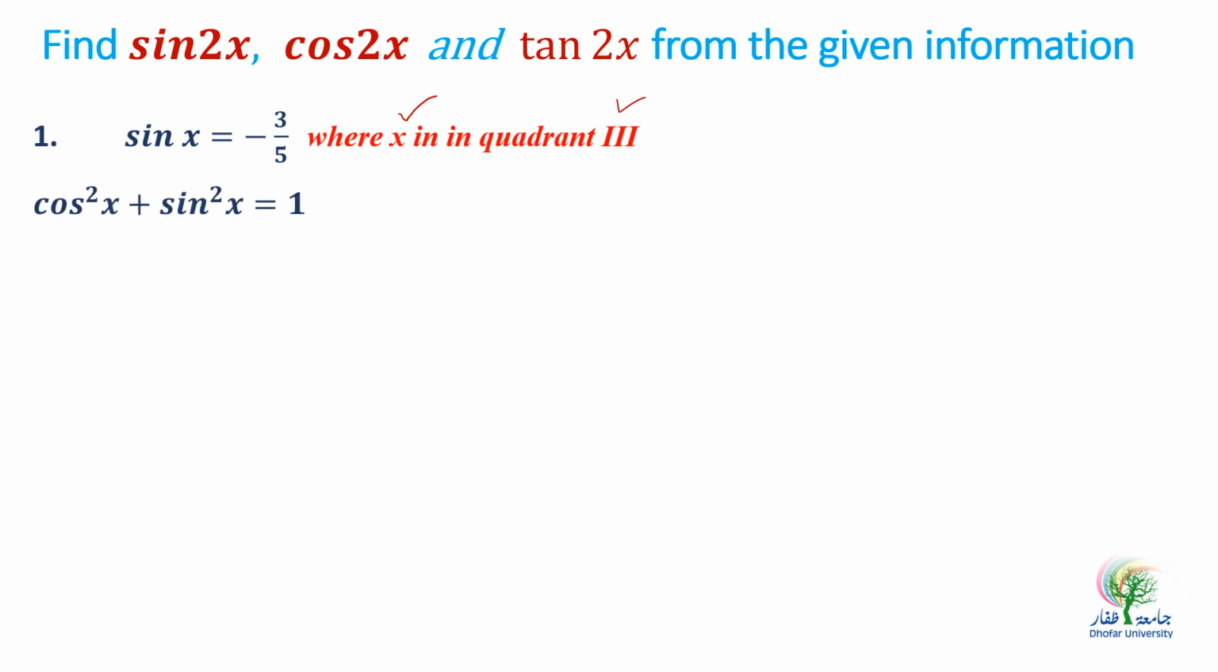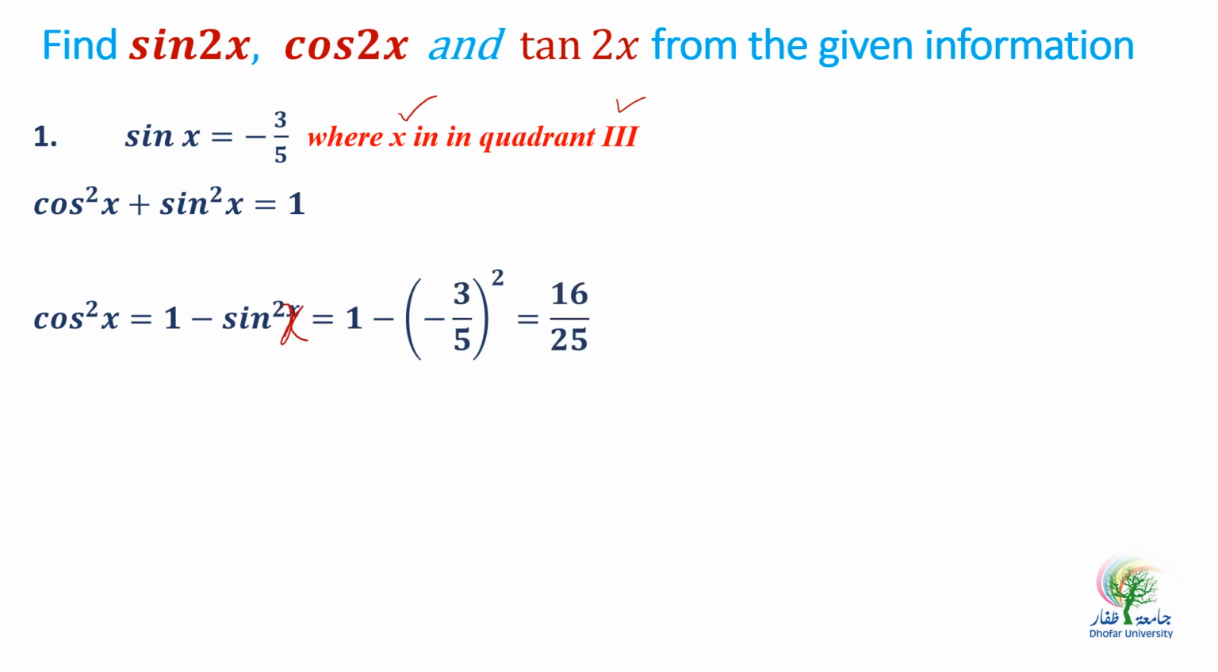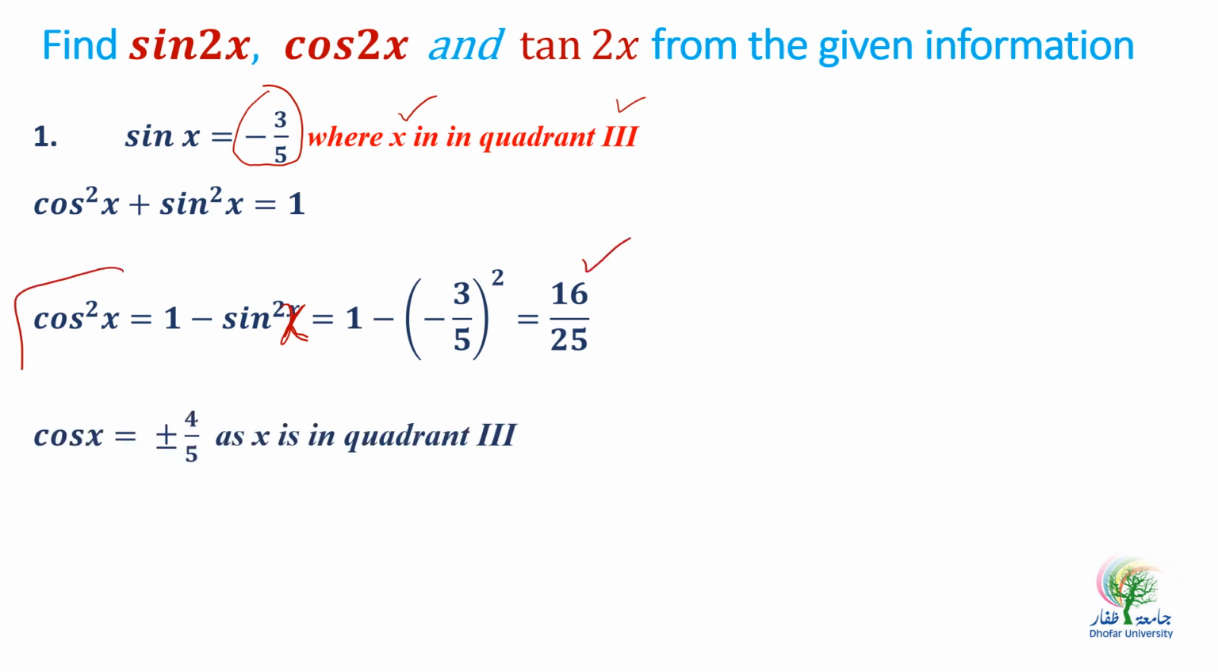So cosine we can find using this formula. Cosine square x plus sine square x is 1. So cosine square x will come 1 minus sine square x. For sine x, the value is minus 3 by 5. Put it there. We will get 16 by 25. So we will take square root here, square root here. The answer will come plus minus 4 by 5. You know, in quadrant 3, cosine is minus. Yes. So we will choose the minus value, minus 4 by 5.